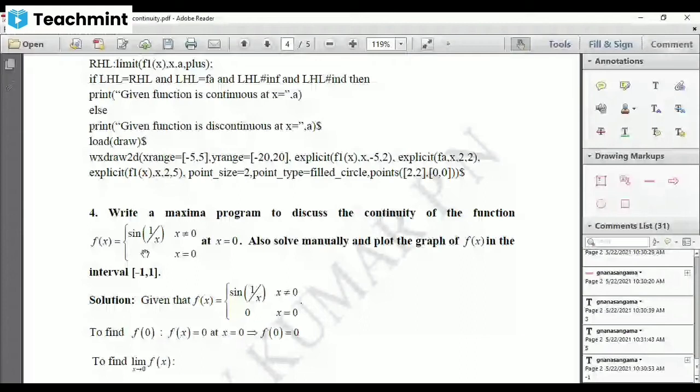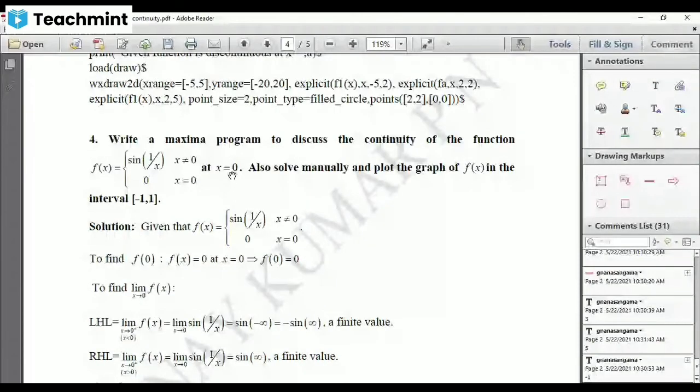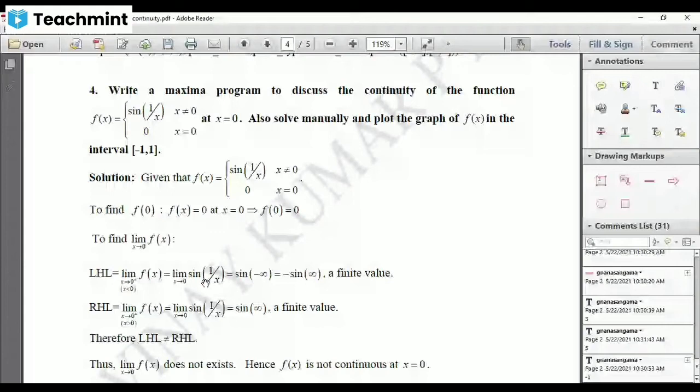F of x equal to sine 1 by x when x is not equal to 0, 0 when x equal to 0. So that means x less than 0, x greater than 0 means you have to take this function. If x equal to 0, this is 0. So you'll get f of 0. At 0 only you have to find. So f of 0 is 0. Right? So a is also 0. F of a is also 0. Left hand limit. If you apply that, you'll get this. So this is sine 1 by x.